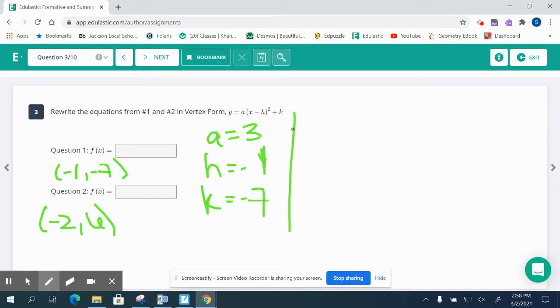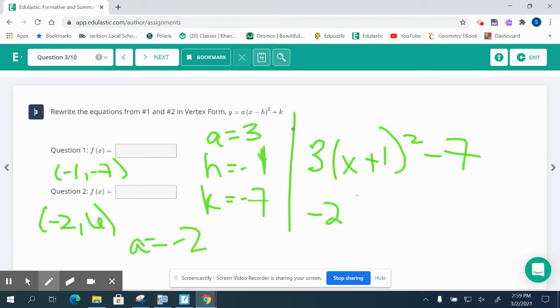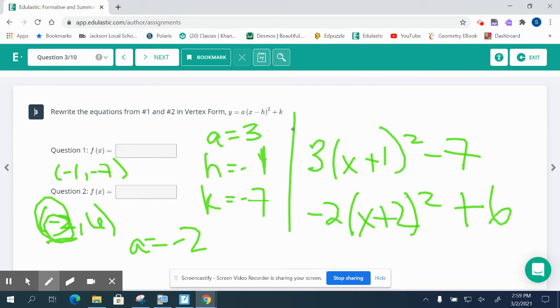So I'm going to plug this all into the formula for vertex form. So it's going to be 3 parentheses x plus 1, since we have to do the opposite sign, squared, and then minus 7. And then equation 2, the a, I believe, was negative 2. So we'll have negative 2 parentheses x plus 2, since you're doing the opposite sign of this negative 2, plus 6. So opposite sign in the parentheses, same sign outside of the parentheses.